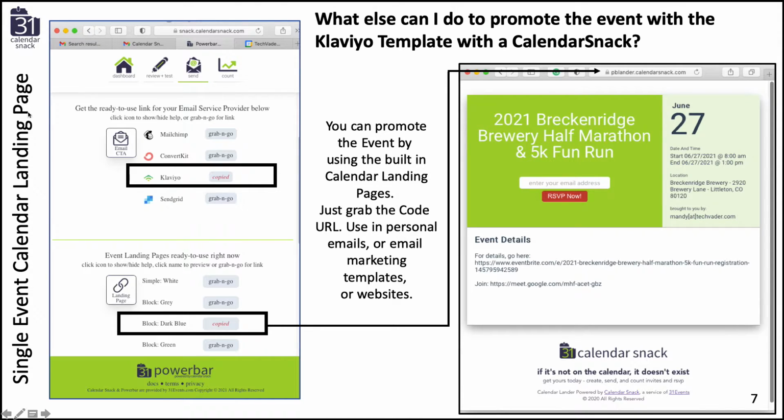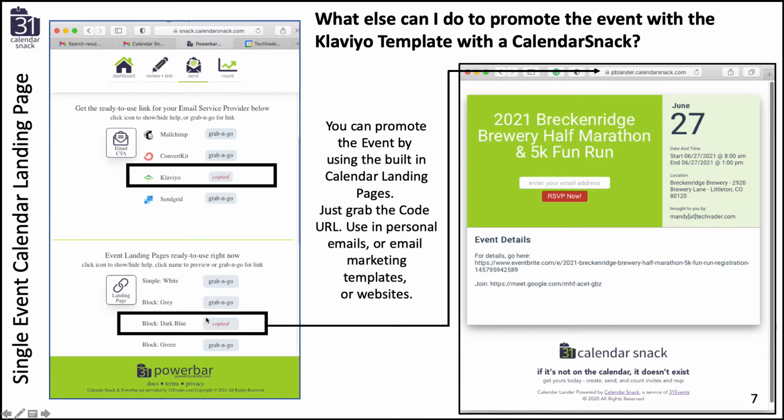The next topic I'd like to move on to is a single event calendar landing page. So what else can you do when you send out a Klaviyo RSVP button call to action to get a calendar invite? Well, for that same event, you can also get a landing page from us. We have 4: a white, a gray, a blue, and a green.